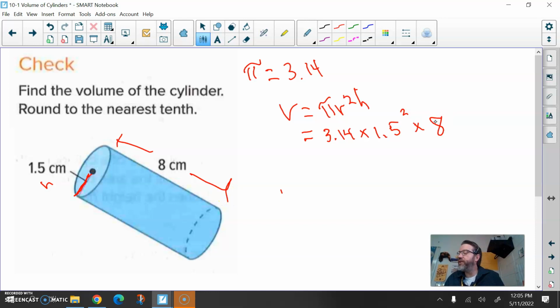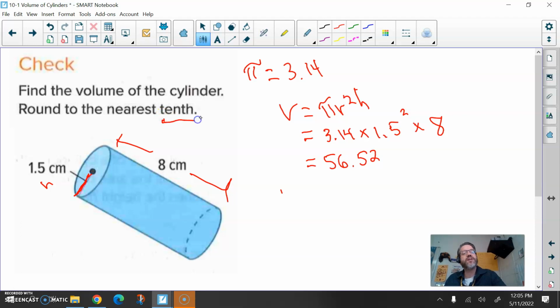Okay, so now I'm going to use my calculator, and I'm going to take 3.14 times 1.5 squared, and then times 8. And I get 56.52 for an answer. Check it on your calculators. Did you get the same result? It's important that you try it on your calculators as I'm going through this, because then you'll know if you're using your calculator correctly or not.